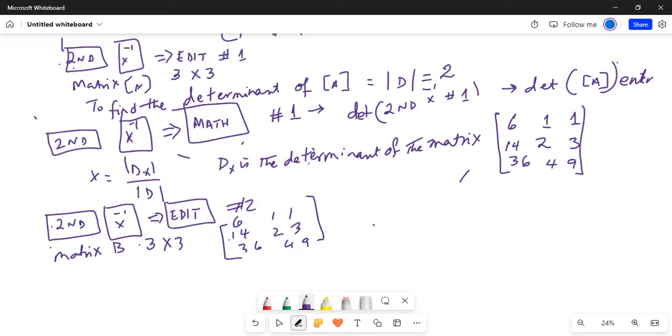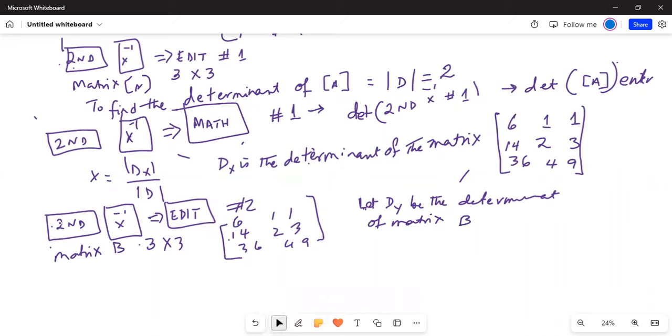Okay, and I want to find out the determinant. So let dy be the determinant of matrix B. So I need to find that determinant. So how do I do that? Get some space.